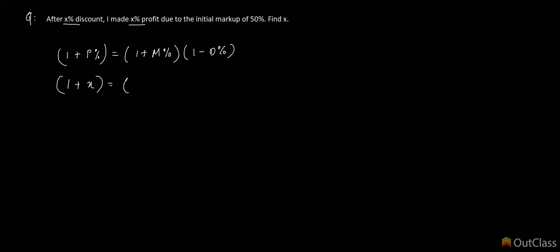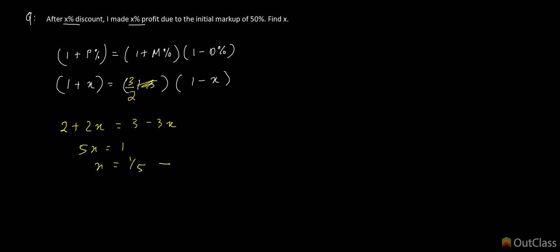1 plus x is equal to 1 plus 50% is 1.5 into 1 minus x. Discount is also x percent. Now you can solve this for x. It's linear. I'm just going to replace this with 3 by 2. 2 plus 2x is equal to 3 minus 3x. That's 5x is equal to 1. X is equal to 1 by 5, which means 20%. You can just check this with the data in the question, see that it checks out.